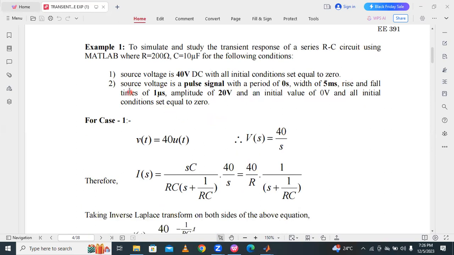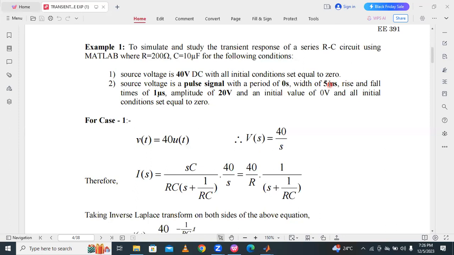The second condition is that the source voltage is a pulse signal, with a period of 10 milliseconds, pulse width of 5 milliseconds, and rise and fall time of 1 microsecond. Amplitude is 20 volts. The width of the pulse is 5 milliseconds. This type of input can be generated by using step input. So the pulse width must be 5 milliseconds.